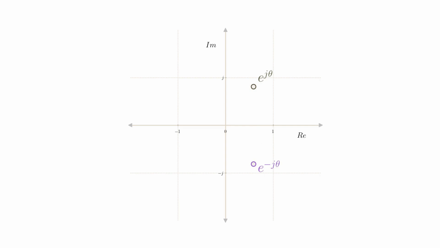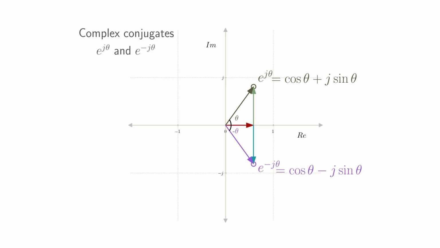It is e power minus j theta. This can be easily obtained using the rectangular coordinates of these two complex exponentials. So e power j theta and e power minus j theta have the same real part and their imaginary part varies only in sign. These complex exponentials are called complex conjugates.